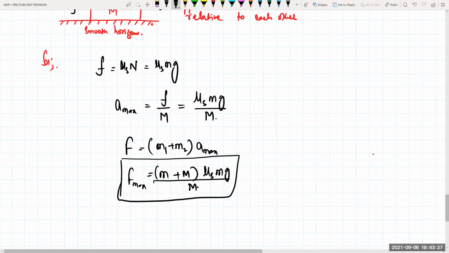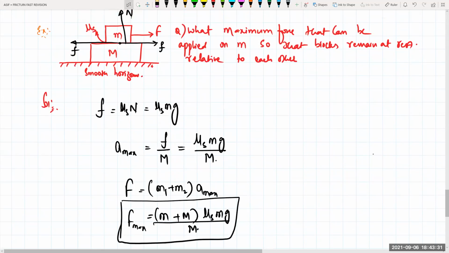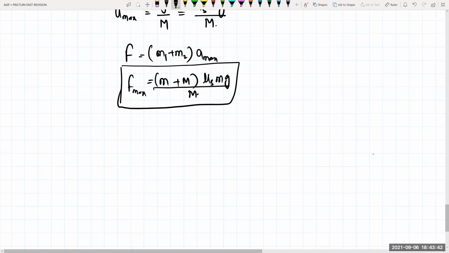Clear? Yes. Did you understand how I did it? First I calculated the friction on the small m. Then I calculated the acceleration on the lower block. Then I calculated the net force: F is equal to total mass into the maximum acceleration. Got an idea? Yes. Isn't it? Now let me give you one more example, same like this.